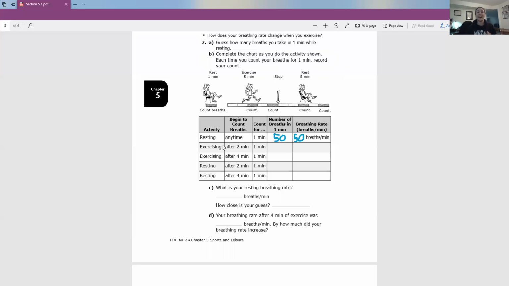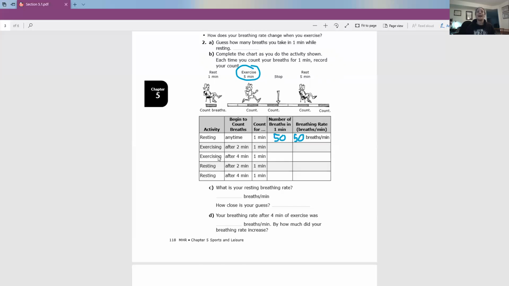Then what I would like you to do is exercise. You are exercising, and then exercise for 5 minutes. Then I want you to wait for 2 minutes and then count for a minute. Okay, count your breaths for a minute. So you're exercising, you can do something. If you're good at running, you can run. If you want to jog on the spot, you can do jumping jacks, you can skip rope, do something active for 5 minutes. Maybe you know how to do something, a burpee, any kind of aerobic exercise that you can think of. So exercise for 5 minutes, stop. After 2 minutes, count your breathing for a minute.